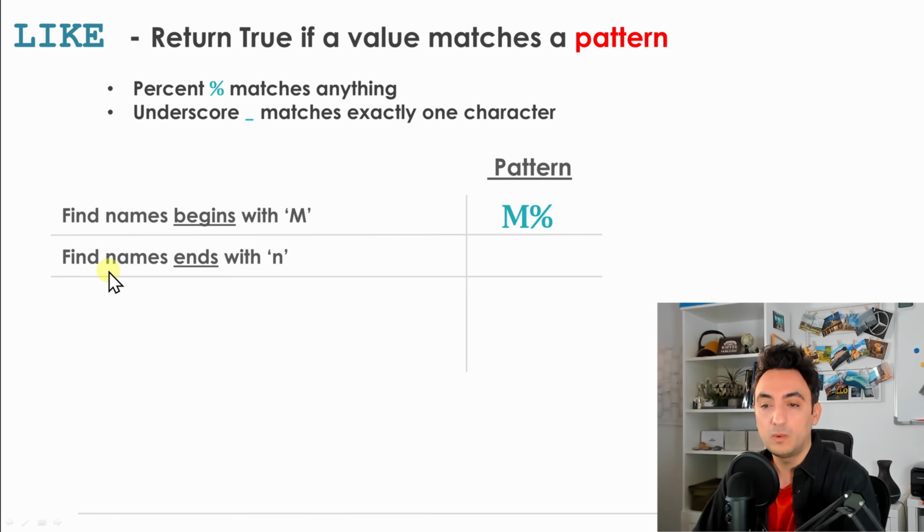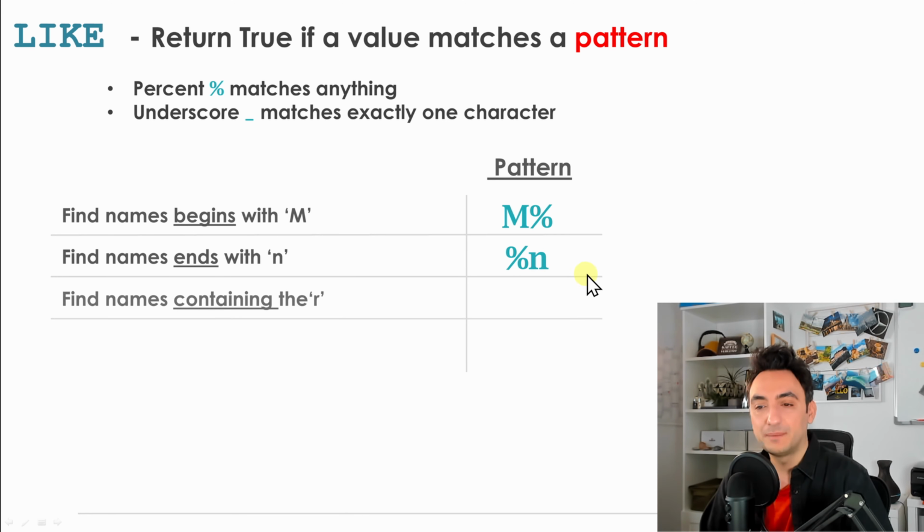Now we have another one. It says find names that end with N. That means it could start with anything. So we're going to start with percentage, and it should end with the N. Here you need to be careful that it is case sensitive, so there is a difference between small n and big N. This pattern tells SQL it starts with anything, but I need it to end with N.